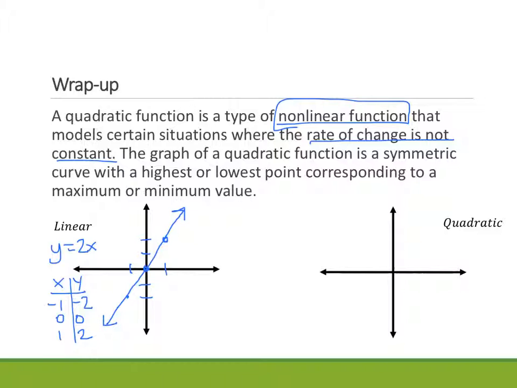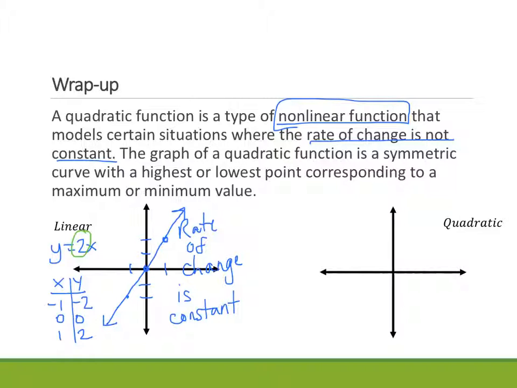The reason it's a straight line is because the rate of change is constant. Rate of change is the difference in your y's over the difference in your x's. And in this case, the rate of change is 2. The rate of change actually corresponds to this number here. It's the slope of the linear function. Quadratic functions are different though. The rate of change is not constant.